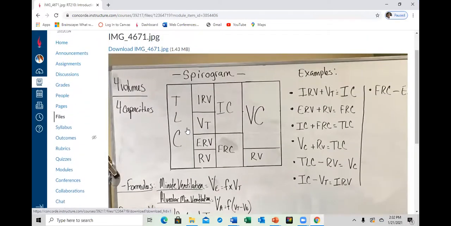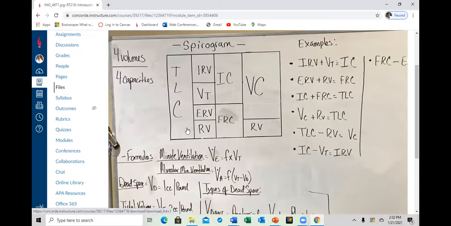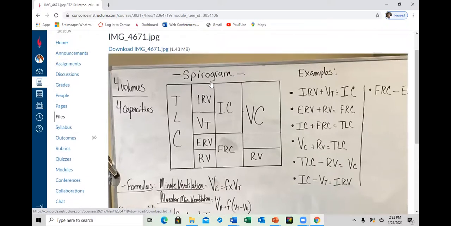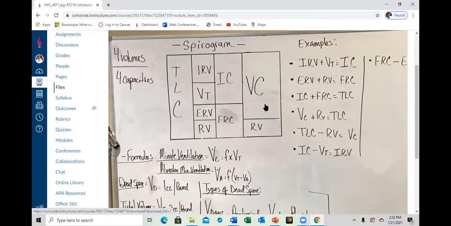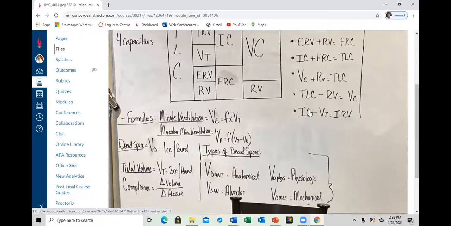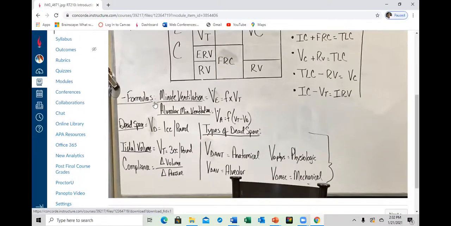This is whiteboard 1, talking about the spirogram. It's the same thing I have on the board, but a different shape. It doesn't have the wave, it's just the words. Spirogram with 4 volumes, 4 capacities, some examples, and these formulas.